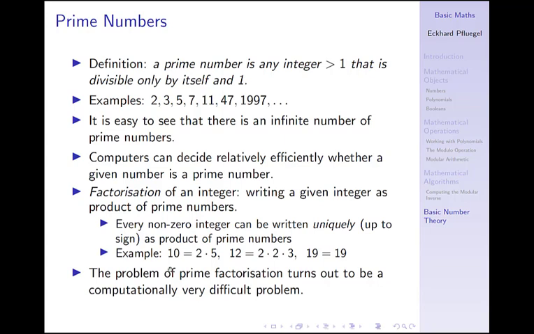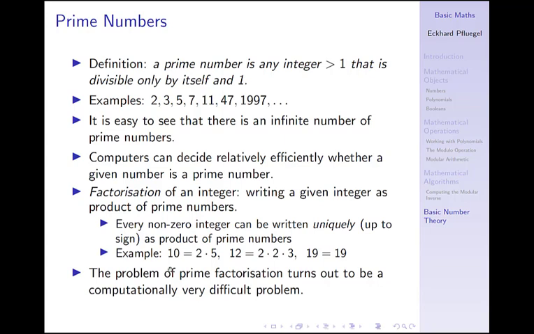Now, in terms of wanting to decide whether a given number is prime or not, it turns out that computers can actually decide this relatively efficiently. It's what we call a non-deterministic algorithm, kind of a randomized algorithm. It doesn't always run with the same speed and might need a certain number of iterations, which is difficult to predict, but it will give the answer eventually. And so it's quite efficient really to decide whether a given number is a prime number.